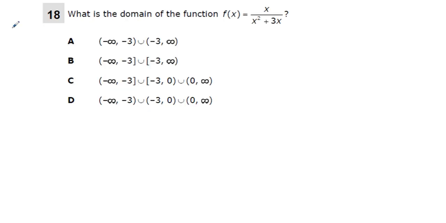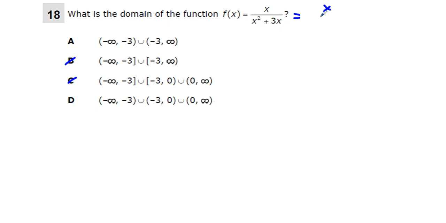Next, 18. What is the domain of this function? And basically for this, we can graph this in a calculator. We can eliminate answers possibly too. If we look at this, we have brackets here surrounding -3 in both places, which means probably B and C don't really make sense. So let's go ahead and work this out.